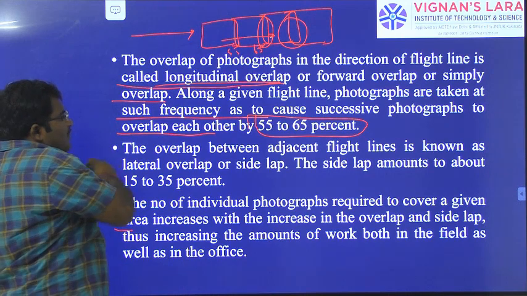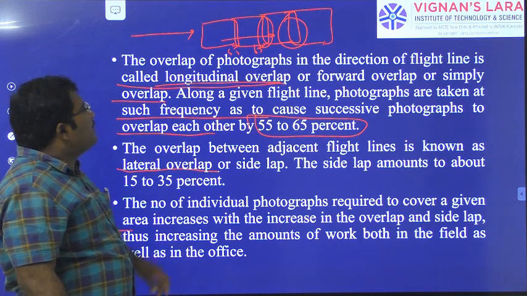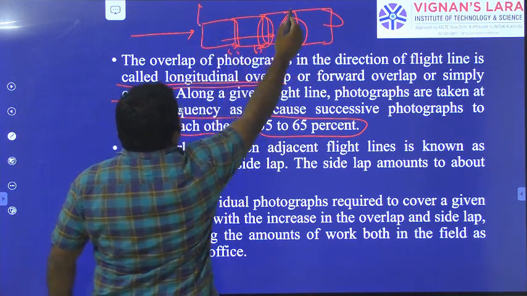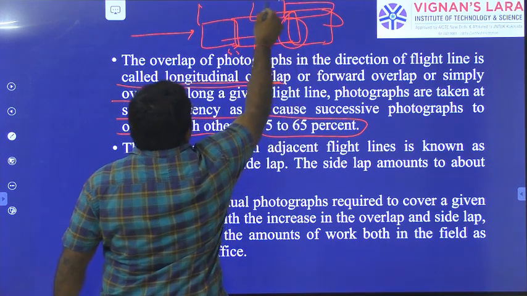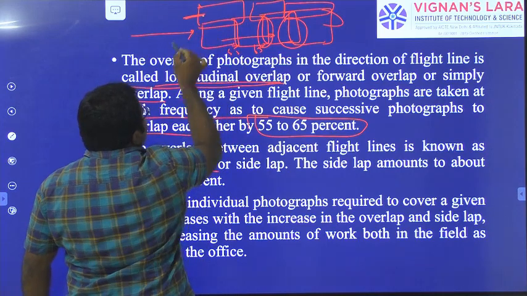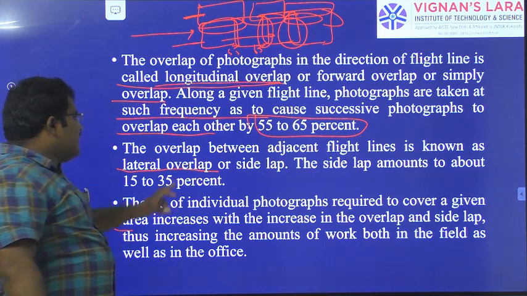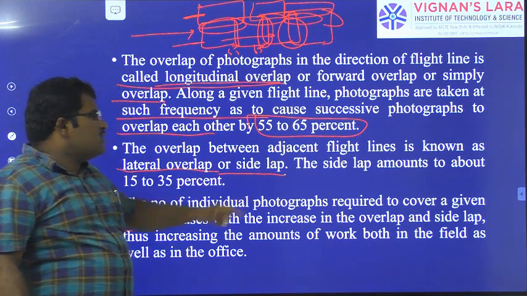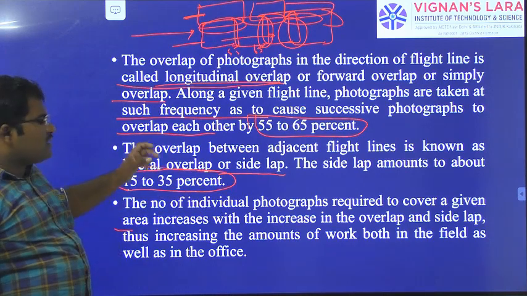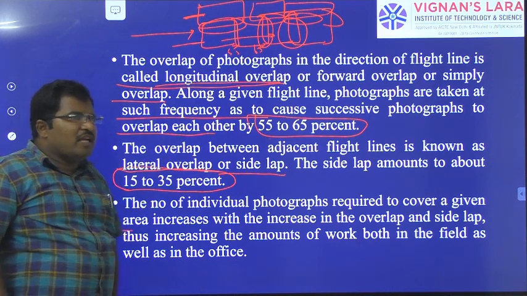Also there will be an overlap between adjacent flight lines, known as lateral overlap. That means the flight will come back, and the number of photos will again be like this on the next flight, on its return. From this point to this point there is overlap. That is called lateral overlap or side lap. The side lap amounts to about 15 to 35%. So longitudinal will be 55 to 65%, and side will be 15 to 35%.